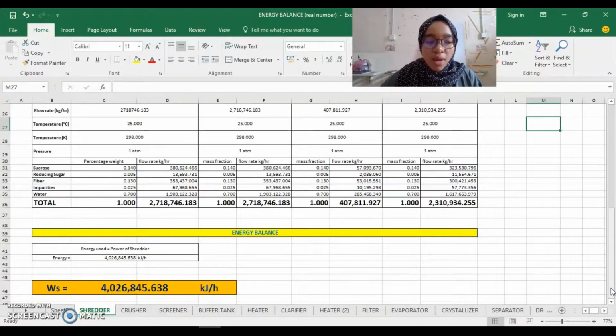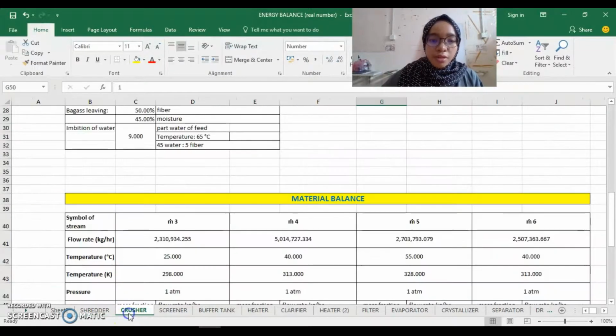While for the energy balance, for a shredder, we only use the power of the shredder itself, which is 4026845.638 kilojoule per hour. Moving on to crusher.